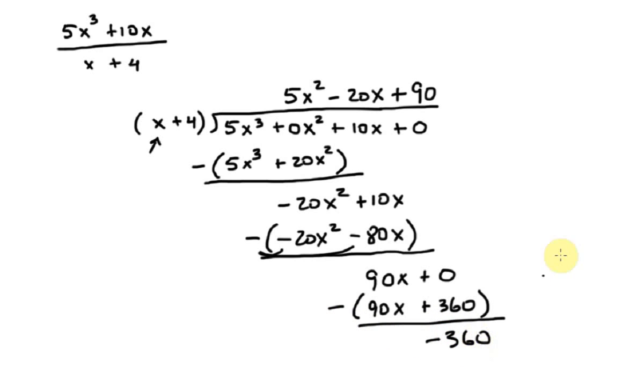Well, guess what? That's my remainder. So I'm just going to put that up here. Remainder of negative 360. And I think I will just stop there. I don't want to drag this on any longer. And that is our look at dividing polynomials.